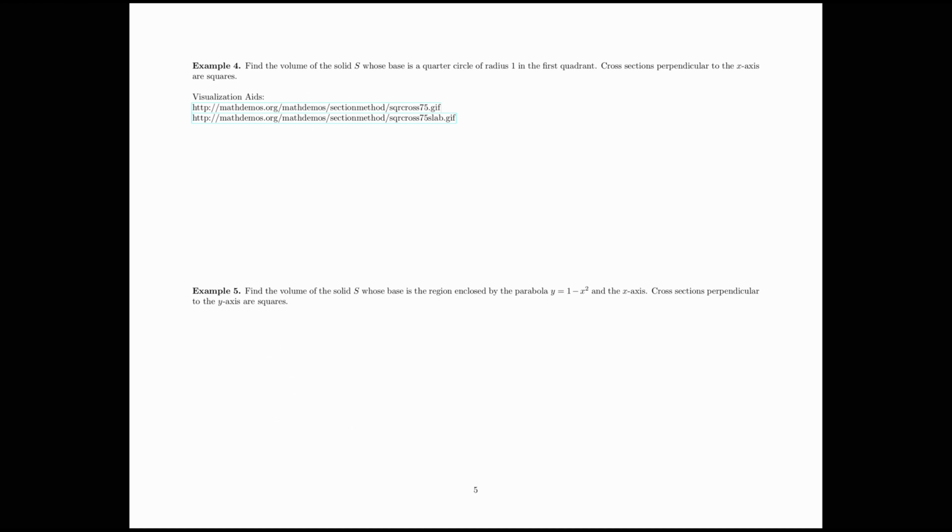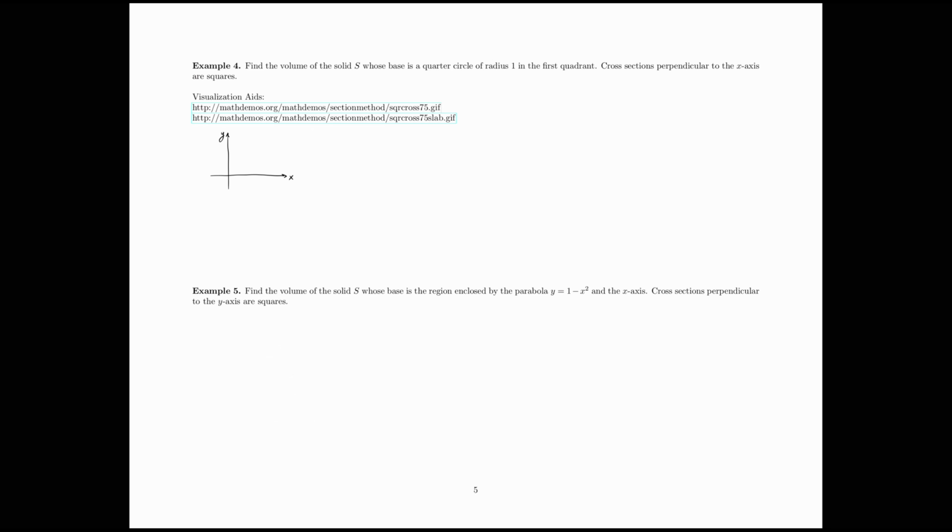All right, here we are with example 4 of section 6.2. Here's another one of these described solids. Find the volume of the solid whose base is the quarter circle of radius 1 in the first quadrant. So let's go ahead and draw our coordinate system. Let's just focus on the first quadrant. And it is the quarter circle of radius 1. So it's just the upper right half of the unit circle.